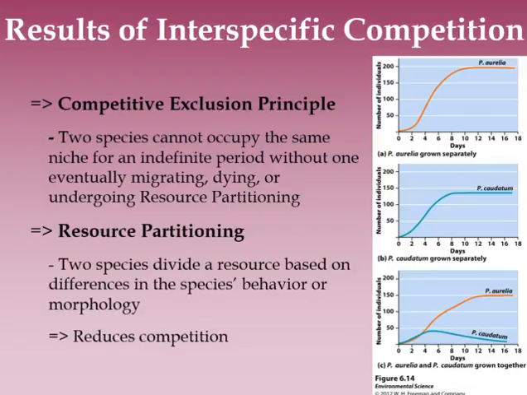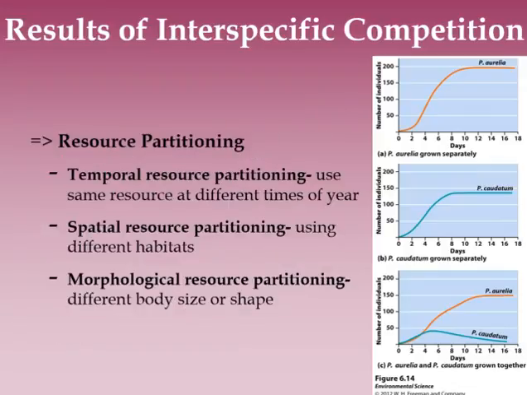In resource partitioning, the species end up dividing the resource between the two species. There are different types of resource partitioning. Temporal resource partitioning occurs when two species end up using the same resource but at different times of the day. So one might become nocturnal. Spatial resource partitioning occurs when two species use different parts of the habitat. So they learn to share it in some way or split it up. And the third is morphological resource partitioning, when there is a change in the species' body size or shape, so that they are using the resource differently.